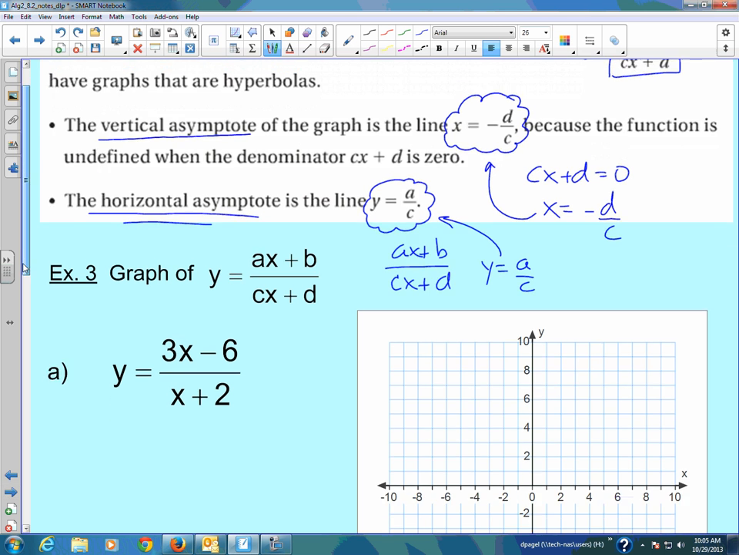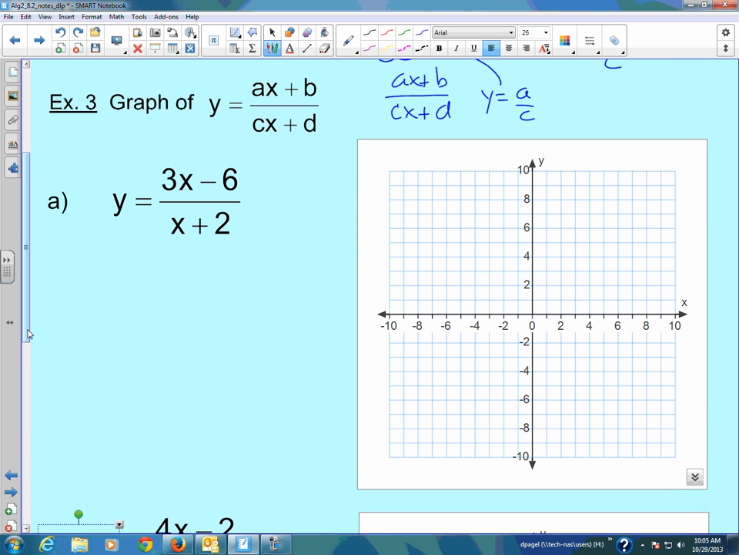So let's try that now here with these graphs. A little different than finding our horizontal asymptote. Again, not any different finding the vertical. So vertical would be x equals negative 2, because I said x plus 2 equals 0. Okay, our horizontal, though, I have degree of 1, degree of 1. So my coefficients of 3 over 1 would be my horizontal asymptote.